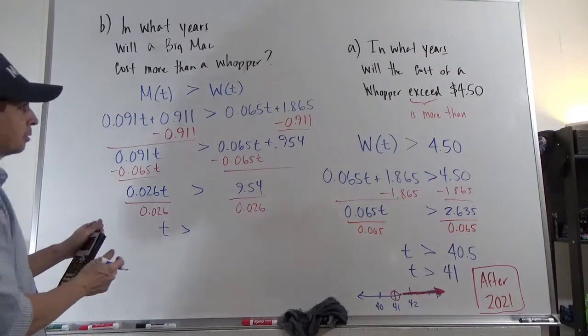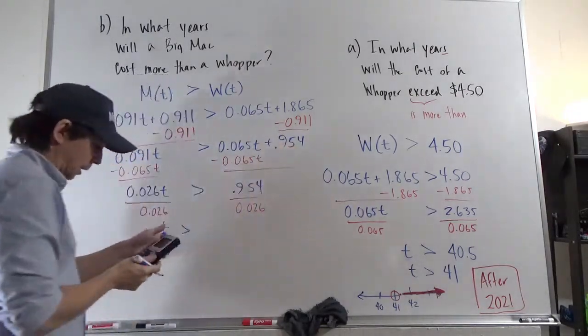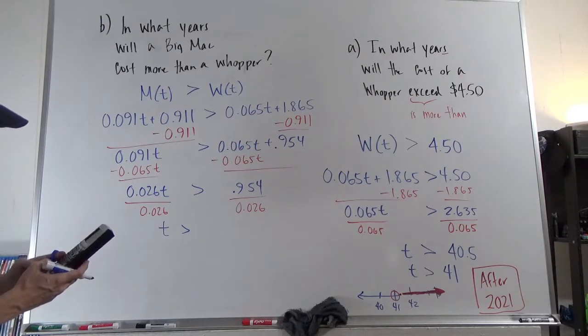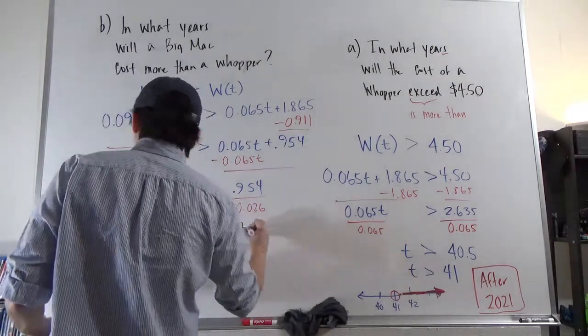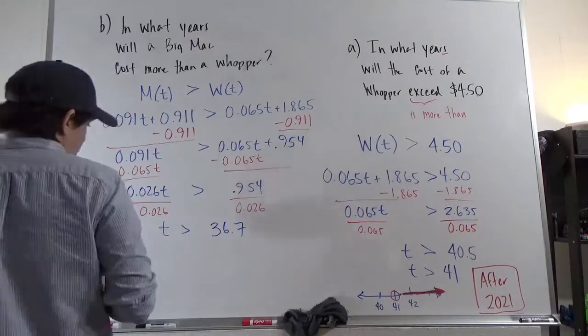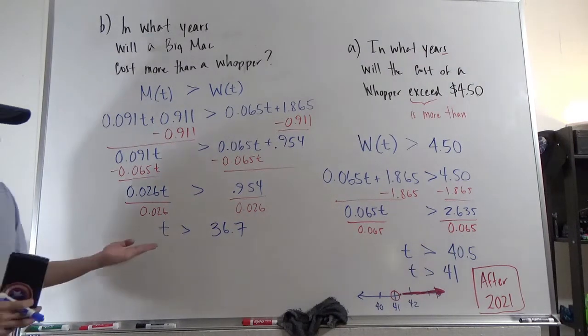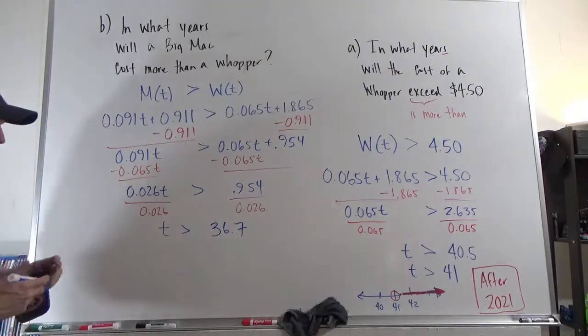What just happened? 0.954. Watch your decimal. Don't be like me. $36.7? Yeah, okay. We're not done. We need to interpret this in the context. I erased it, but T represented the years since 1980. When we're talking about years, we want whole numbers, so we're going to round that to a whole number, just the usual way.